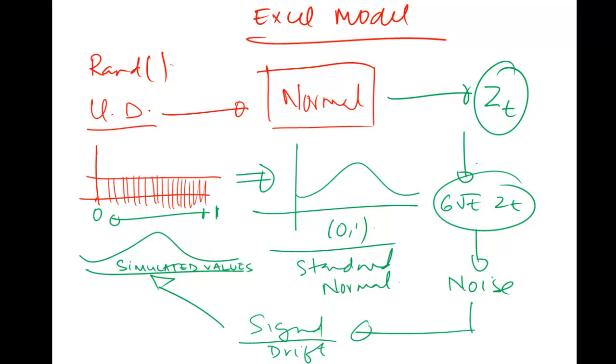What's the first step? The first step is generate the random number. Second step is convert that into a normally distributed random number. Third step is use this zt, multiply it with your sigma under root t. Fourth step is add it to your signal drift model. And the fifth step is use the simulated values, plug them into your financial model, and that'll take care of a large part of your work.